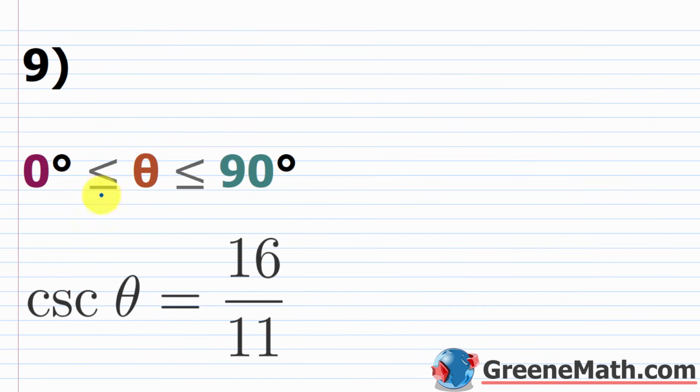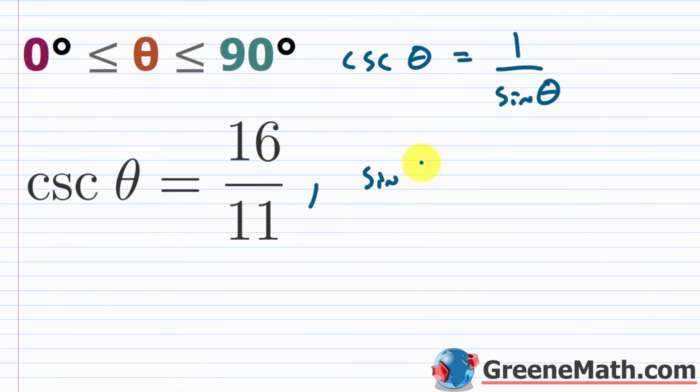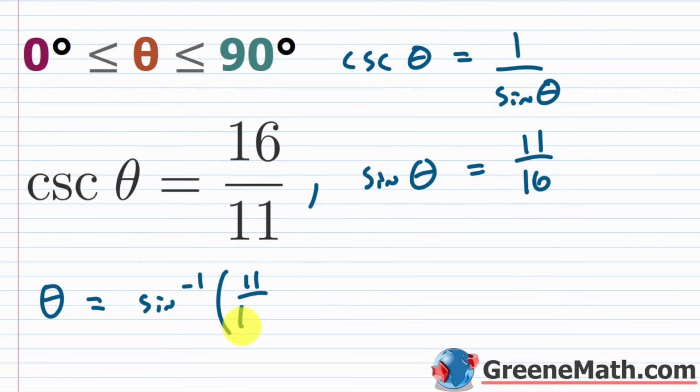So again, theta is greater than or equal to 0 degrees and less than or equal to 90 degrees. So we have the cosecant of theta is equal to 16 over 11. So once again, you might not have an inverse cosecant key. So we would say the cosecant of theta is equal to, again, 1 over the sine of theta. So all you have to do to find the sine of theta is just flip this, right? So the sine of theta is equal to 11 over 16. So we would say that theta is equal to my inverse sine of 11 over 16.